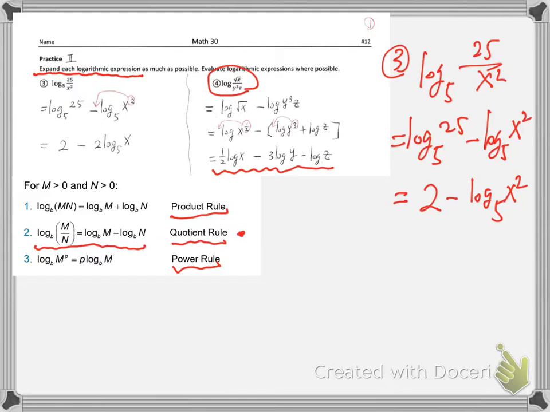So the next step, we can use this power rule. Because we have x squared, a power inside the log, the second power. So we can move this number 2 to the front. Then we get the answer: 2 minus 2 times log base 5 of x. Okay, so that's the first question here.